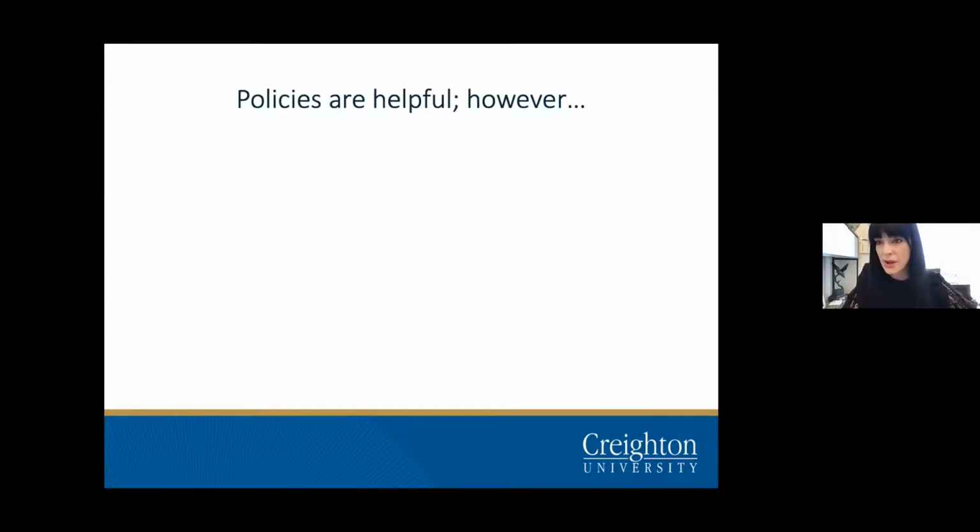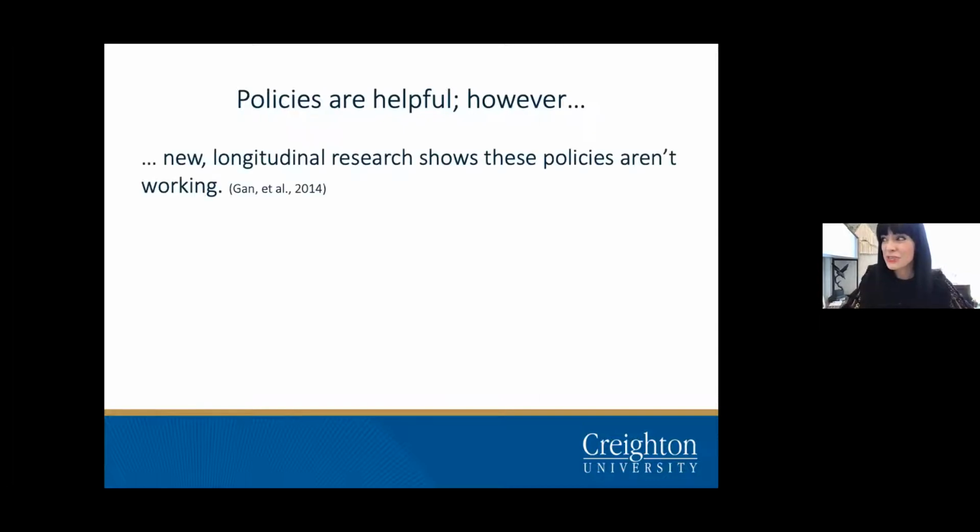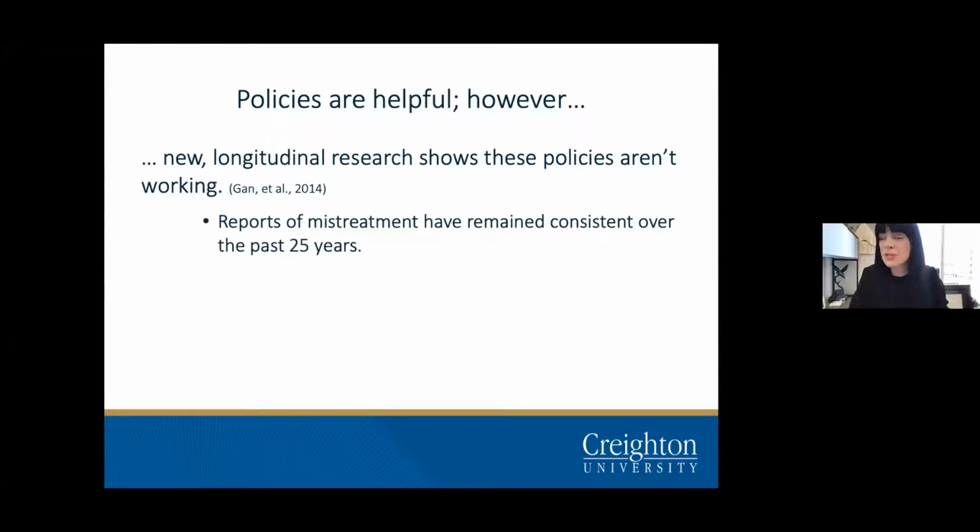And I want to say that policies are helpful. But there's a caveat here about policies, because even though they exist, research shows that these policies aren't working very well. You can have policies in place, but does that actually change culture and attend to the issues at hand? Reports of mistreatment, despite those, remember I said policies started being developed in the early 90s, have remained consistent for the past 25 years. We're not doing much with the implementation of these policies.